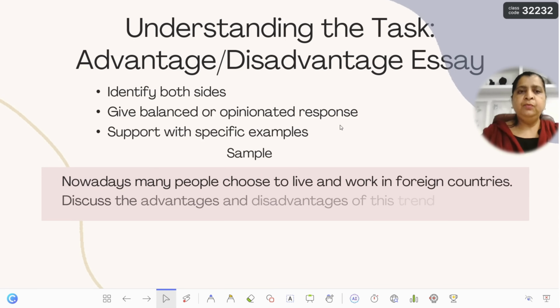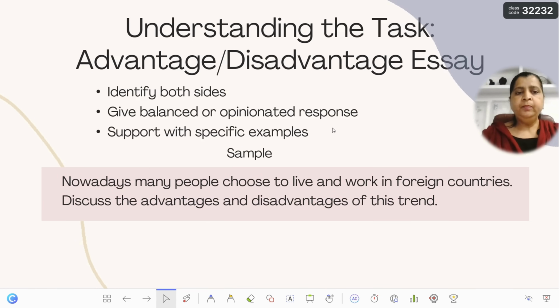Let us understand with a prompt. The sample is written on the screen. Nowadays, many people choose to live and work in foreign countries. It is a general statement. Now you have to discuss the advantage of people choosing to live and work in foreign countries, and you have to discuss the disadvantage of people choosing to live and work in foreign countries. So this is the task. How well you meet the task, you are assigned the appropriate band.